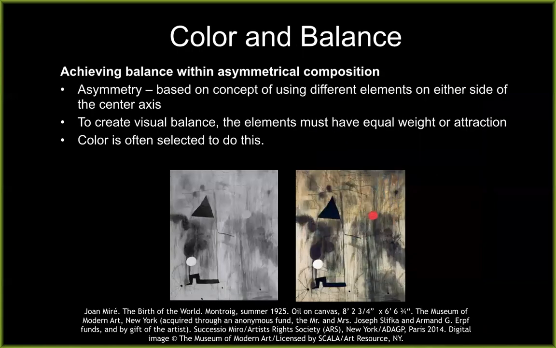And then, as we started out saying, you can achieve balance with color. So on the left, you see the painting on the right reduced to just black and white, and it looks unbalanced. It looks really heavily weighted to the left. But on the right, with the addition of that red dot, it really adds a lot of emphasis to that upper right area and tends to balance out everything that's happening on the left.